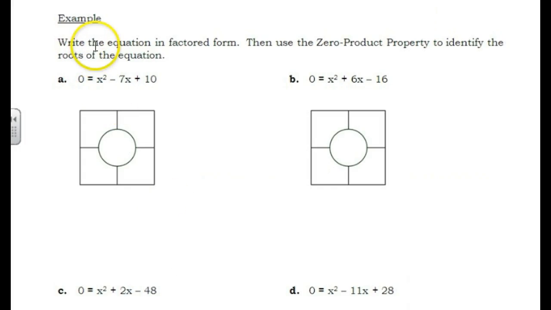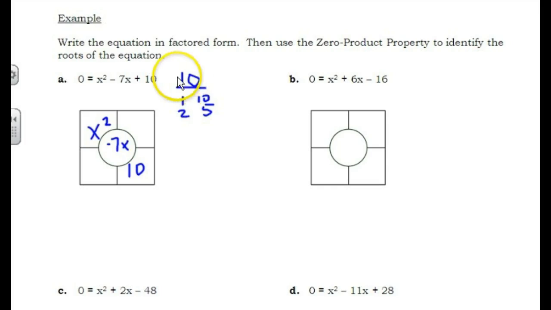The first example, write the equation in factored form, then use the zero product property to identify the roots of the equation. So we are going to start with our trinomial along the diagonal. So we want to know what factors are there of the number 10. To multiply to get 10, we can either multiply 1 times 10, or we can multiply 2 times 5. Then we want to think about what combination of adding and subtracting will get us negative 7.